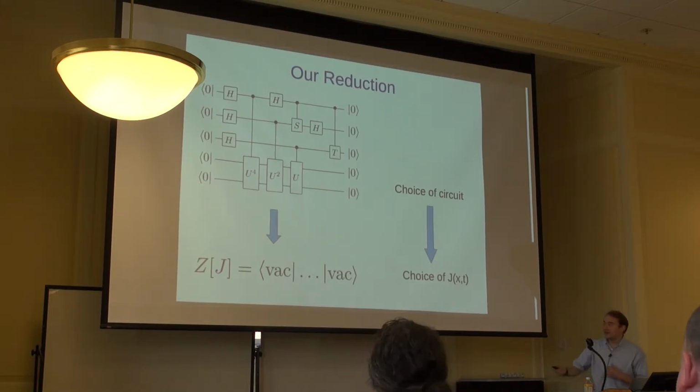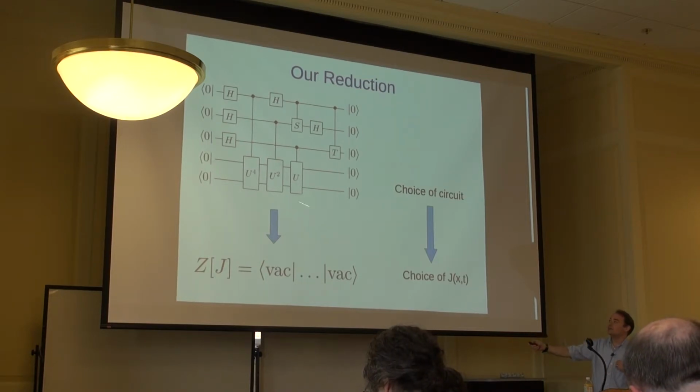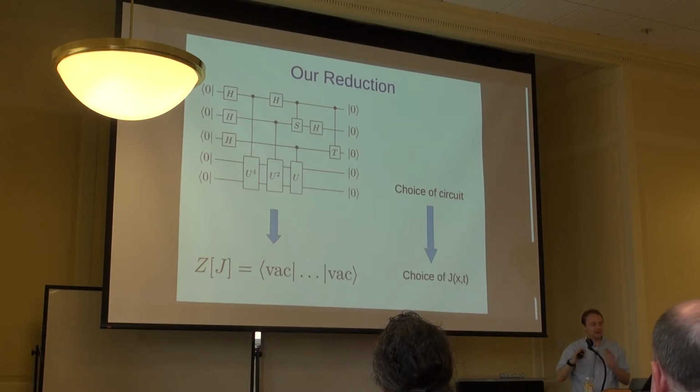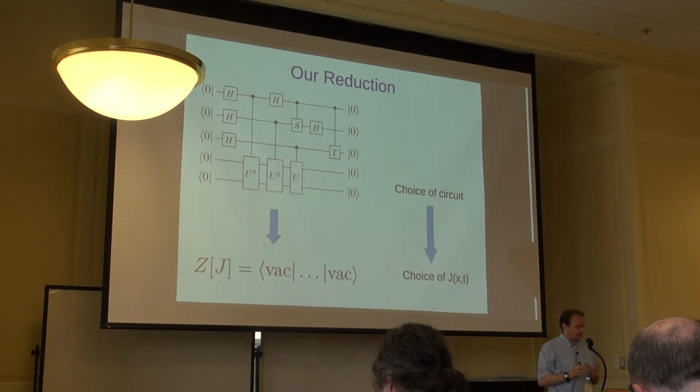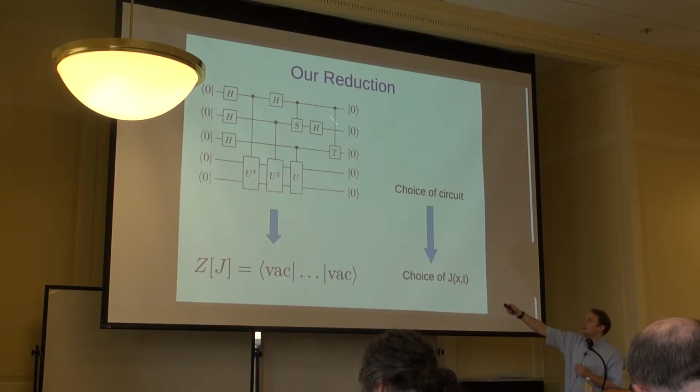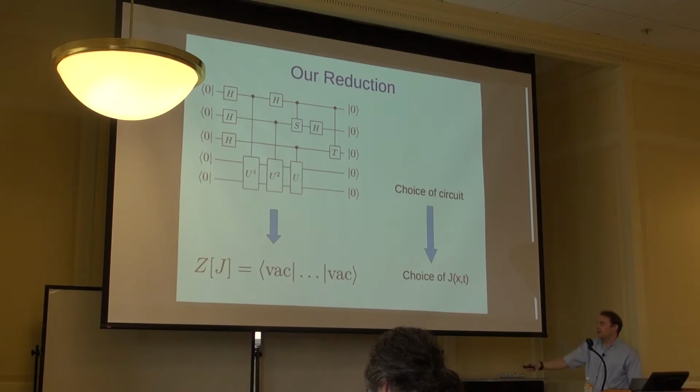It's well known that the all-zeros to all-zeros amplitude can encode any quantum computation. In these reductions, there's a lot of information specifying this whole circuit. You need some place to encode that in your problem instance. In this case, our choice of circuit is going to be encoded in our choice of this driving field, this source term J of x and t. So this is going to be some complicated function of space-time.